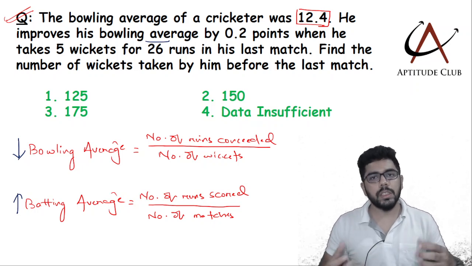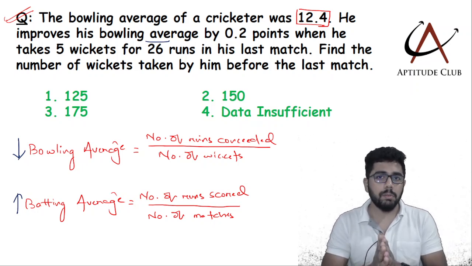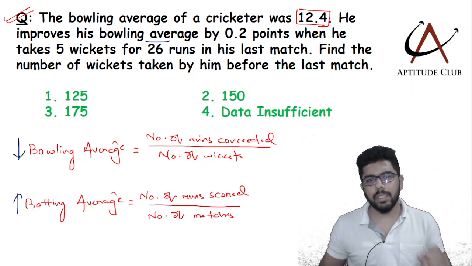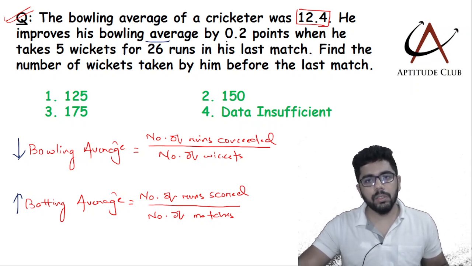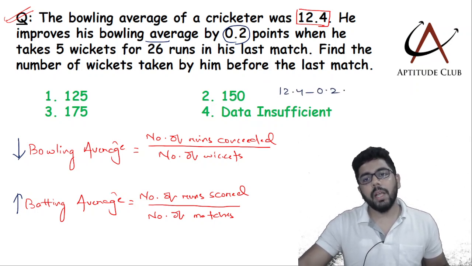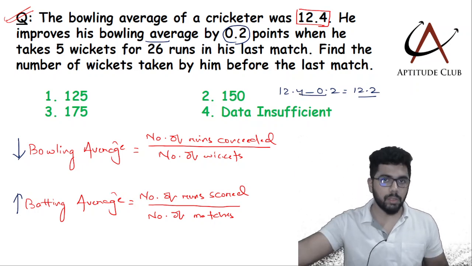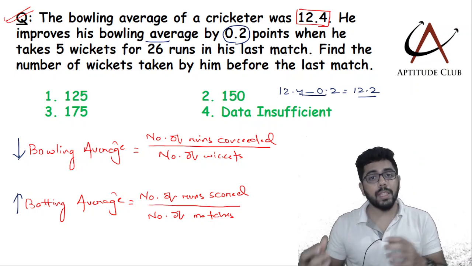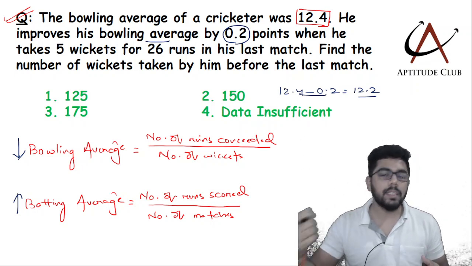So if my bowler concedes 20 runs and takes 3 wickets, the bowling average will be 6.66. So I'll want the bowler to concede lesser runs and take more wickets. That is the tricky part of this question. So when the bowling average has improved from 12.4 by 0.2 points, the new bowling average will be 12.4 minus 0.2. So it is 12.2 and not 12.4 plus 0.2. That is the trick of this question, that bowling average, when it is improving, means it is reducing. It is not increasing. So improvement doesn't necessarily mean an increase every time.